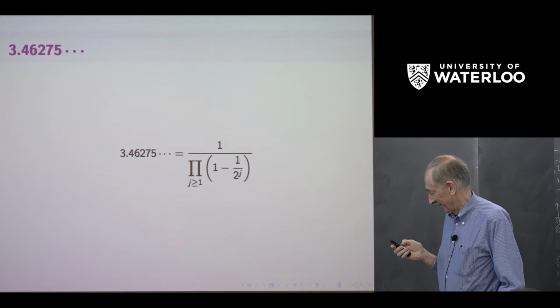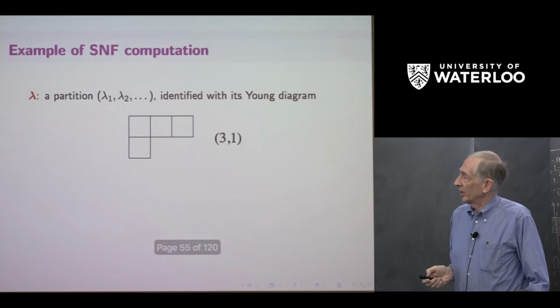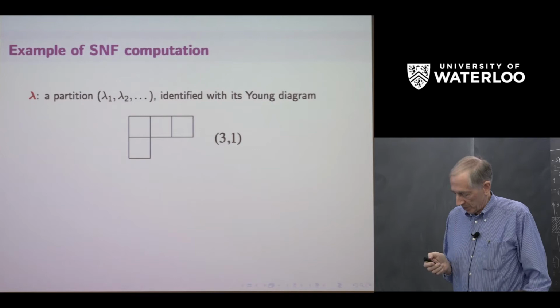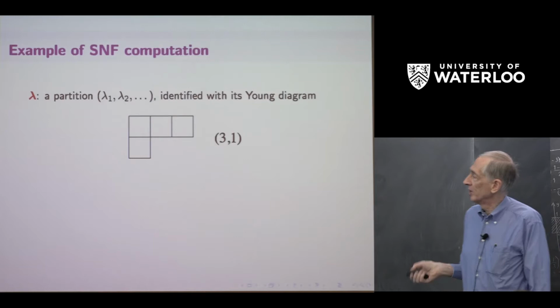Okay, so let's look at some examples of computing SNFs of matrices that arise in combinatorics. So here is an interesting example. Even the determinant is quite interesting.